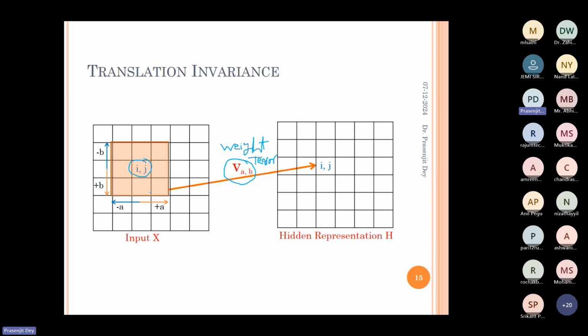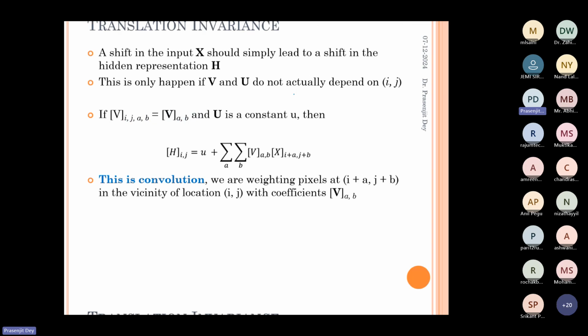Its coordinate values are i and j. And the hidden layer is also two-dimensional, in this case also ij. So the weight which is connecting these two will have four dimensions or four coordinates.